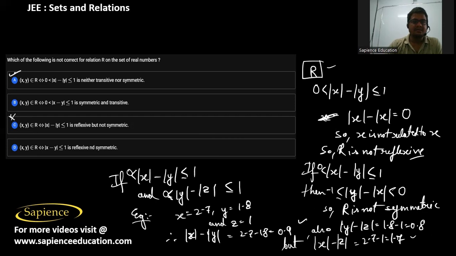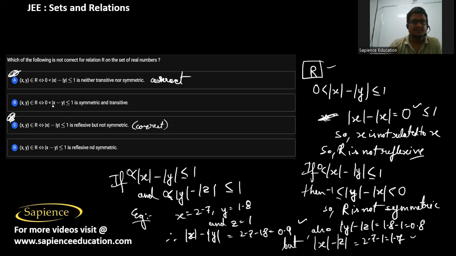So A is the correct statement, but here it is asked which one is not correct. So option C is not correct. Actually, C is correct. Since why? Here it is told mod x minus mod y is less than or equal to 1. So mod x minus mod x is coming 0, which is obviously less than or equal to 1. So C is also a correct statement.